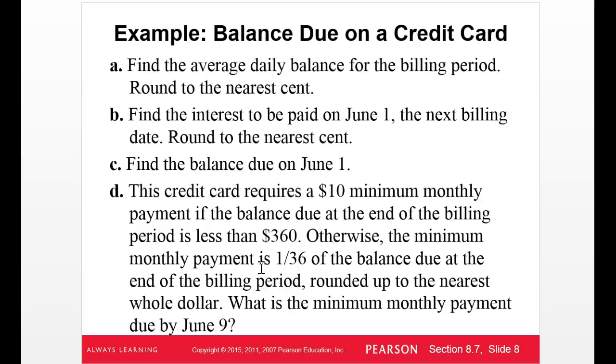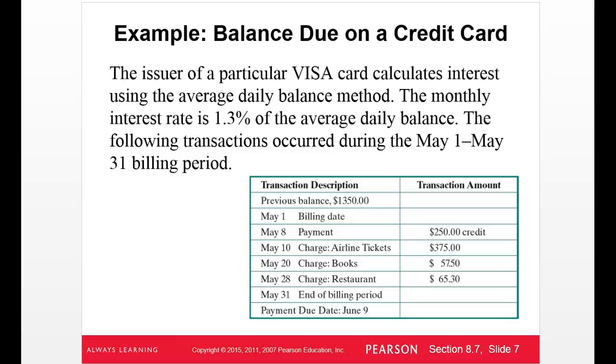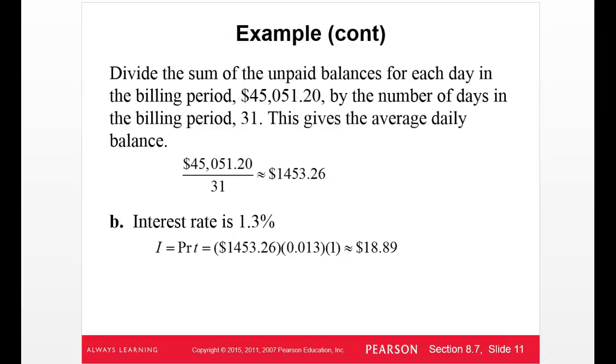Alright, and then part B, back up here, said find the interest to be paid on June 1st, the next billing cycle. Not the interest rate, but the interest. From the problem statement, our monthly interest rate is 1.3% of the average daily balance. So if we multiply that out, we get about $18.89.